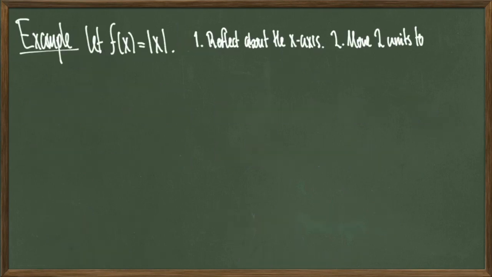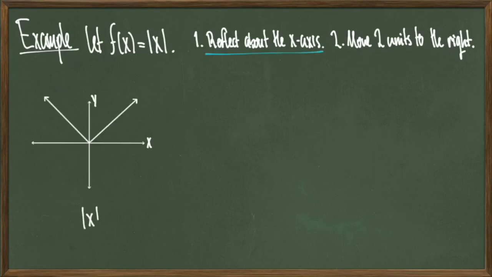Take the function f of x equals the absolute value of x and perform the following transformations: a reflection about the x-axis and a shift of 2 units to the right. To answer this, we'll deliver the drawing of what this should look like, and we'll give the actual function after the transformations have taken place. Based on the parent graphs in our first slide, we know what the absolute value of x looks like. We have this graph that looks kind of like a V.